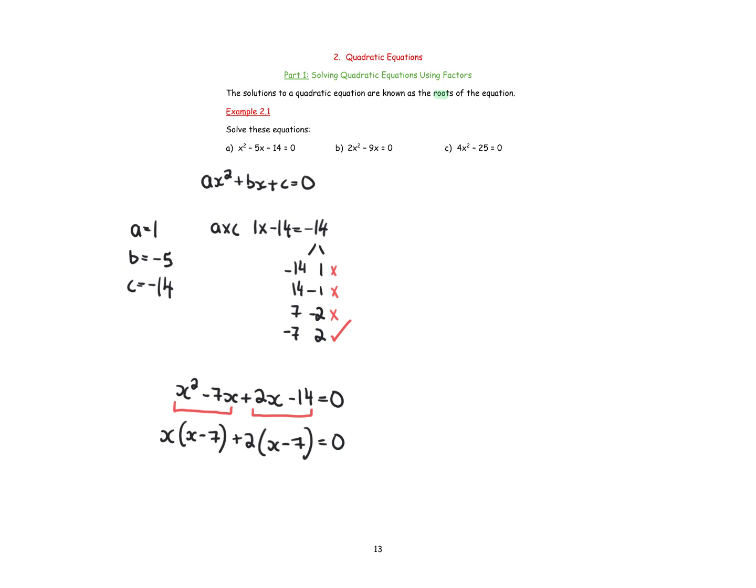Here then, we have the inside brackets being the same, the x minus 7 and the x minus 7, meaning that we can write the outside terms together and the inside terms together.